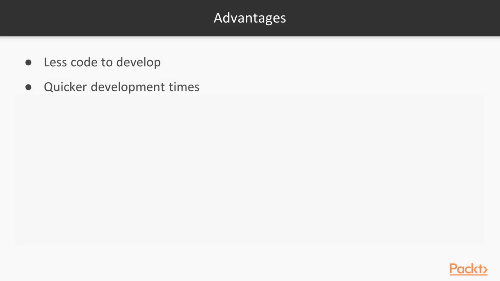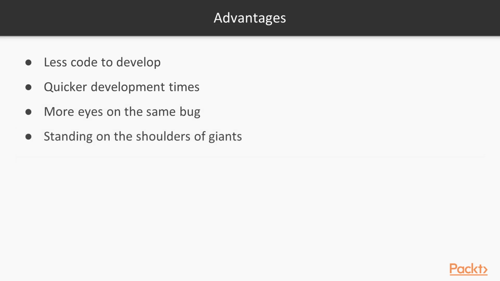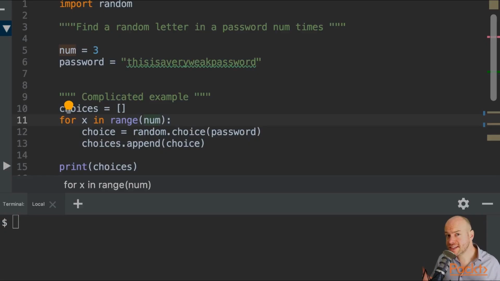The advantages of using the not invented here principle is that there is less code that you have to develop, and therefore there are quicker development times. And of course, if you're using open source software, then there's going to be more eyes on the same bug, and therefore you are standing on the shoulders of giants. I'm now going to demonstrate how we can use an existing feature of Python to perform a very common task with passwords.